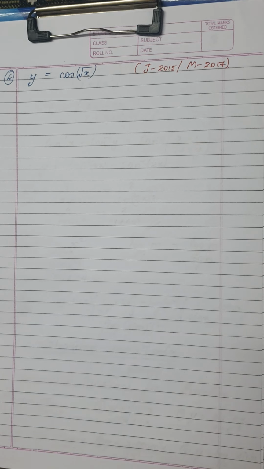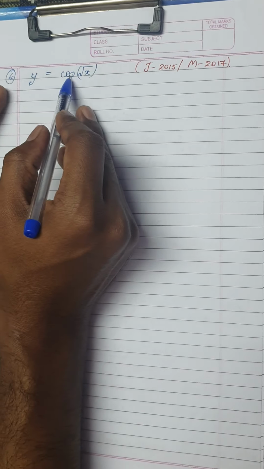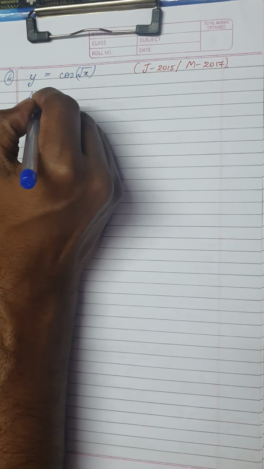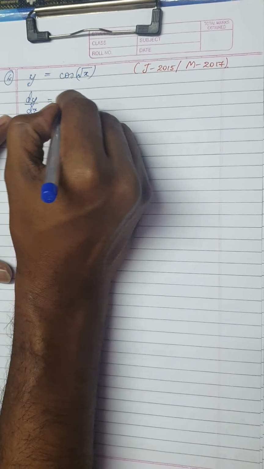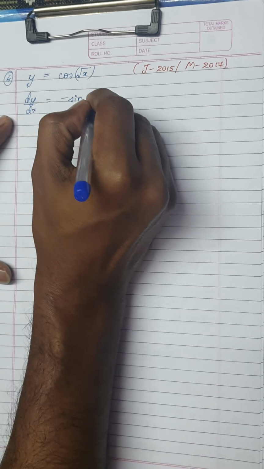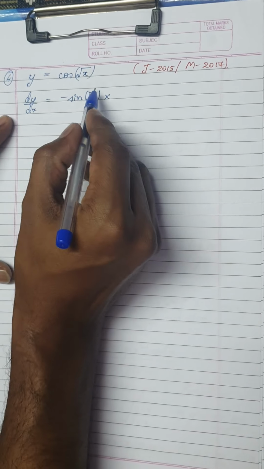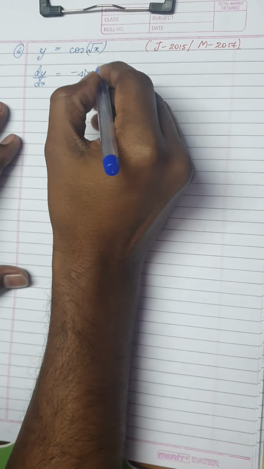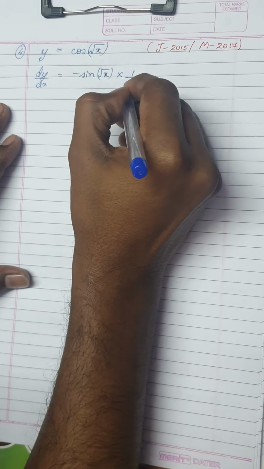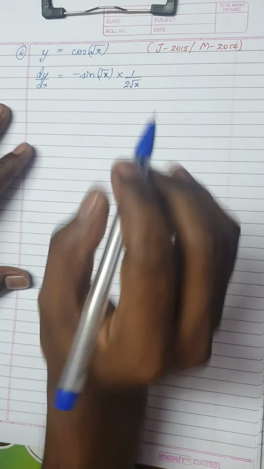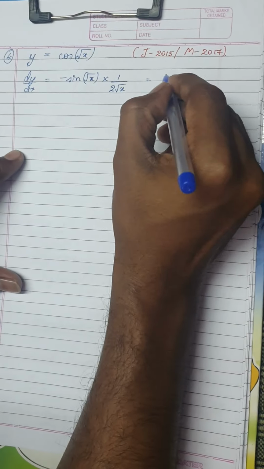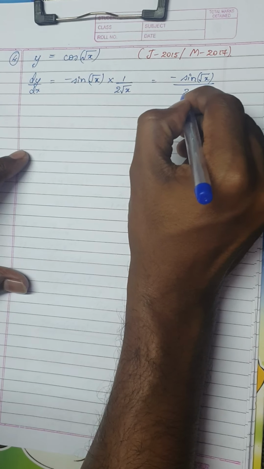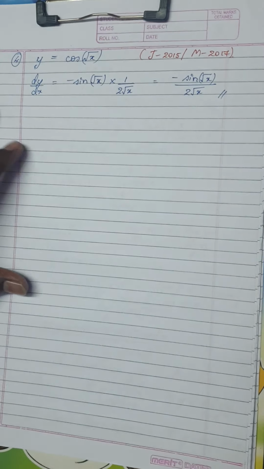Friends, the next question is, I have y is equal to cos of root x. Very simple question. What is the derivative of cos? We know the derivative of cos is nothing but minus sine. So minus sine of root x, into what is the derivative of root x? We know the derivative of root x is 1 divided by 2 root x. So finally you can write this as minus sine of root x divided by 2 root x. So this will give you 1 mark.